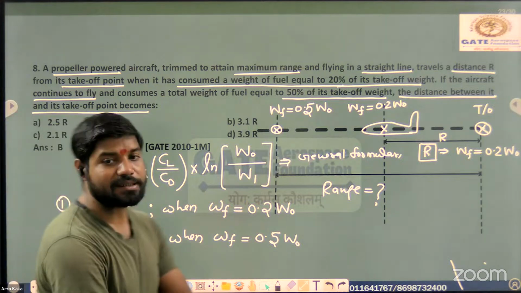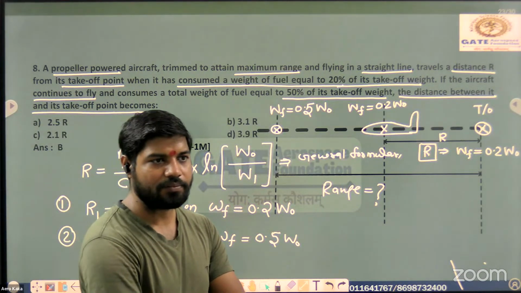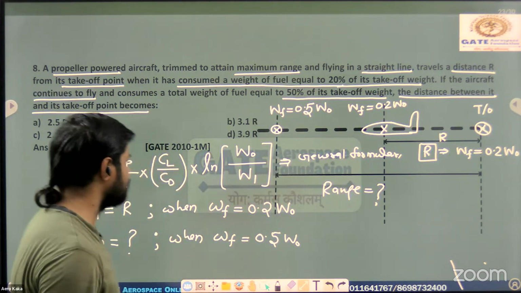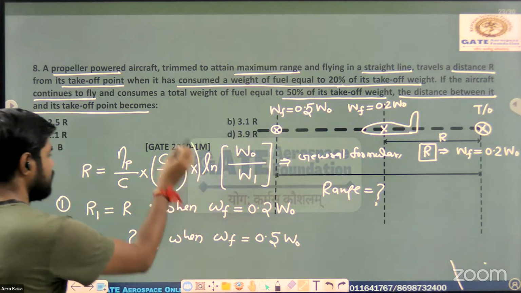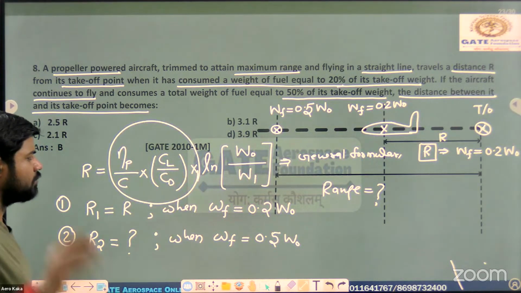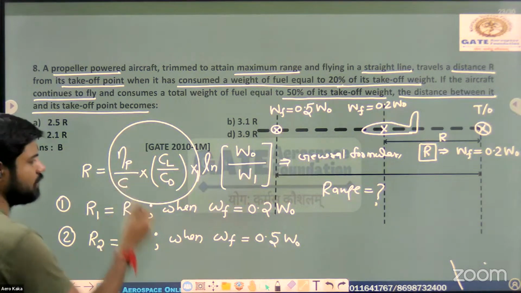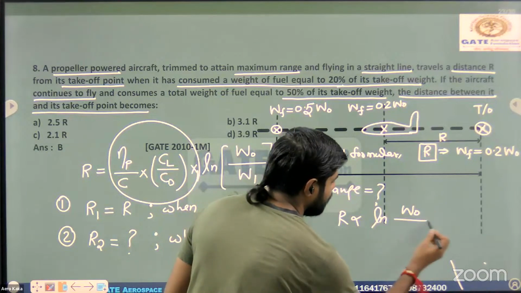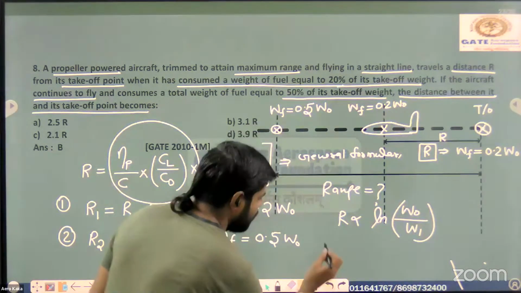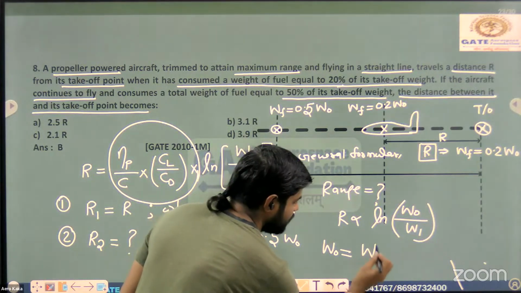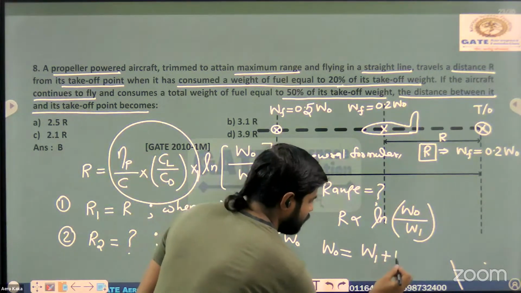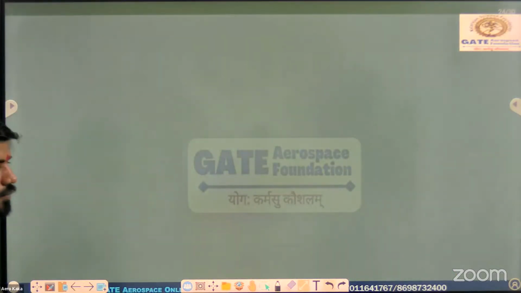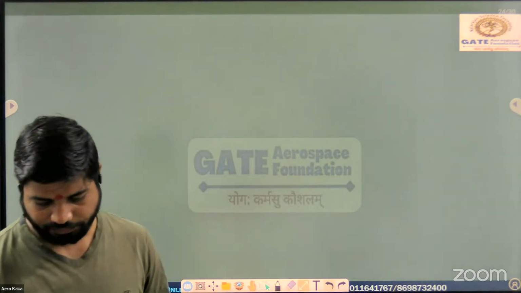What can we do? Yes, anyone? Am I audible or not? So from here again, see, this is a constant value. So you can consider R is proportional to ln of W0 upon W1. You know very well what this W0 is. This W0 is nothing but W1 plus WF, right? That's it. Simplify. Calculate.